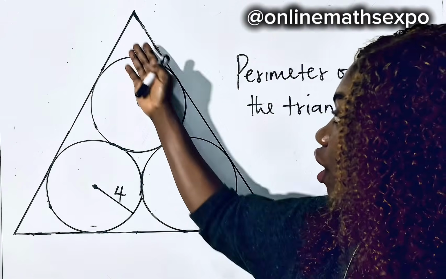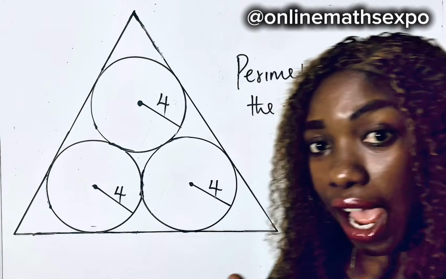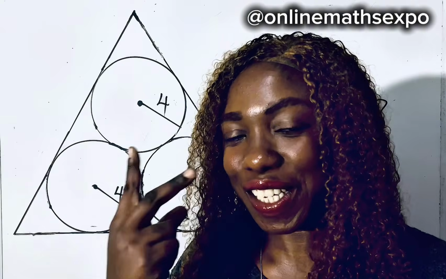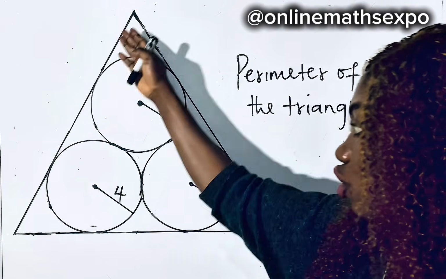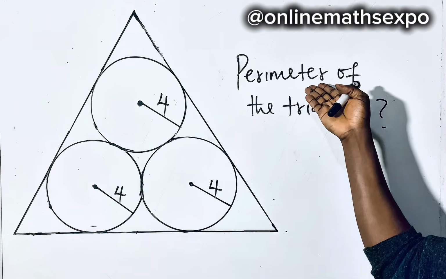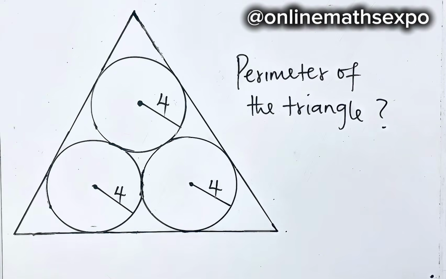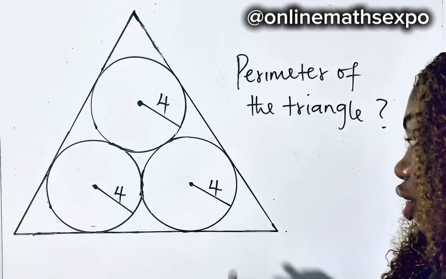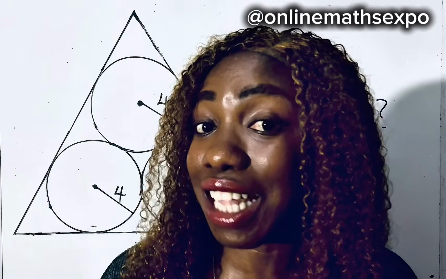We are given a triangle. This is an equilateral triangle, and inscribed are three identical circles such that they touch each other and also touch the three sides of the triangle. The question is asking us to find the perimeter of this triangle. Is this something you can do? The radius of the circle measures 4 units. Don't worry, I will take you through it step by step.